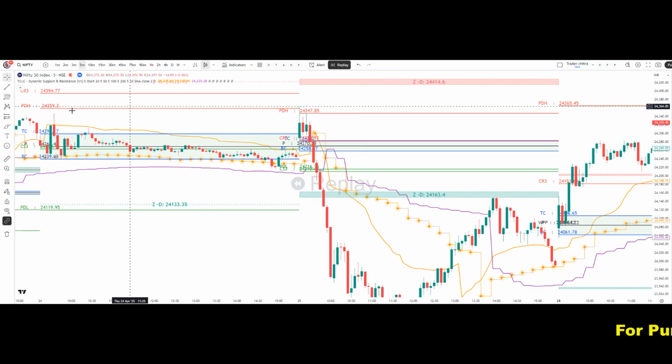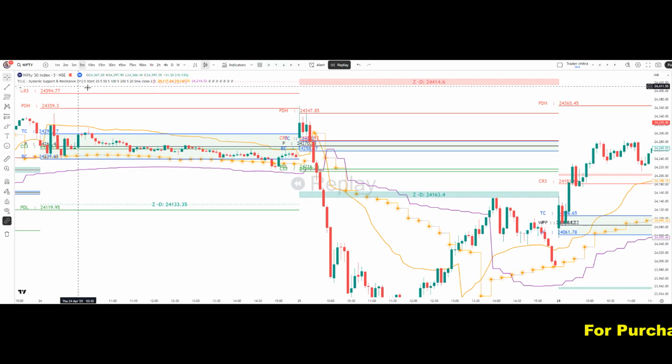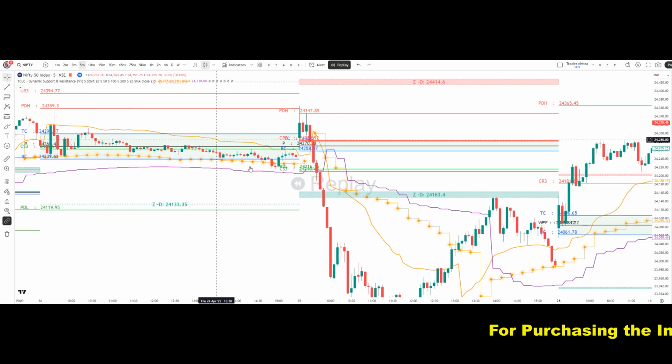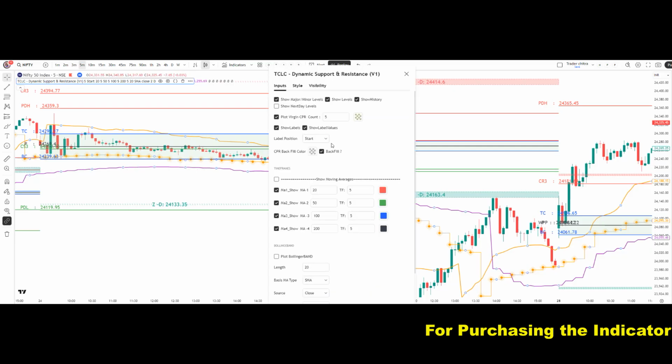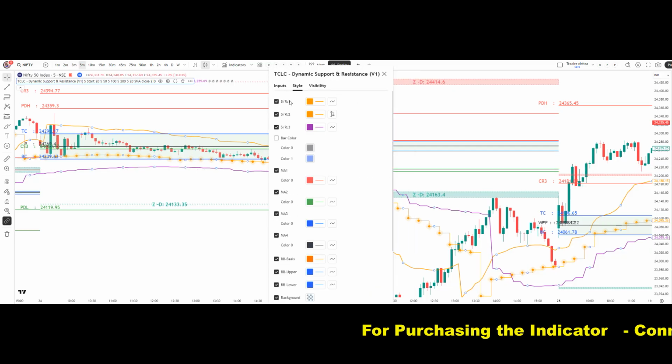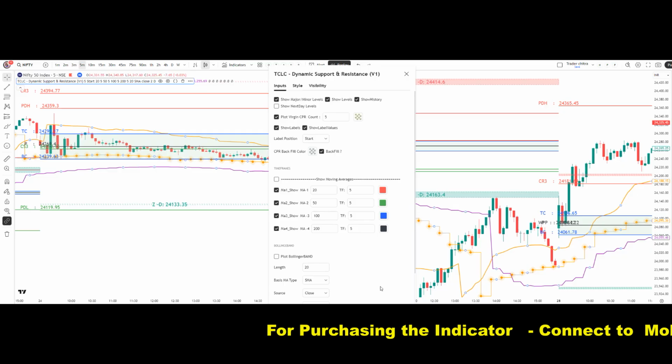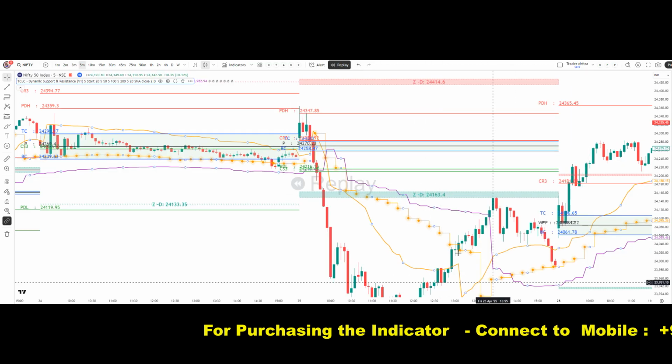Here this is the TCLC dynamic support and resistance. You can use this indicator for intraday. These 3 lines which look like moving averages are the major and the minor levels. These are the support and resistance 1, 2 and 3. You can choose the color preference accordingly. I have already explained how to use this indicator in my YouTube channel.